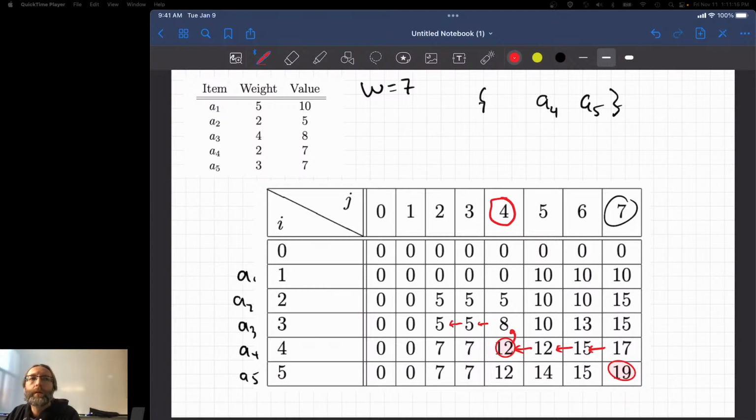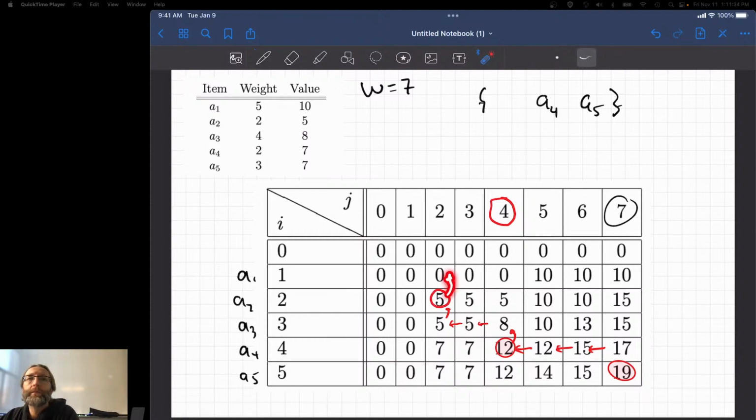Right. Now, again, I repeat. I look up. Did I take A2? Or sorry, did I take A3? Nope, because there's no change here. All right, so we go up. Now I'm right here. And I look above that.